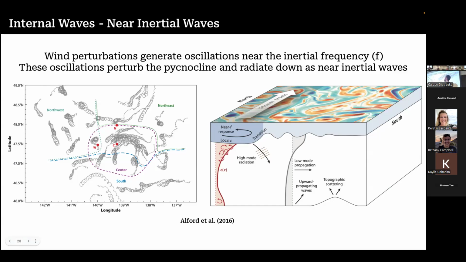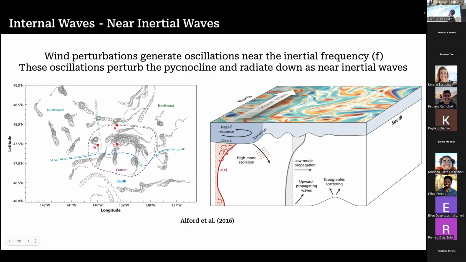Now, some of these water parcels have slightly different frequencies. Let's say one of these is rotating faster, the other one's rotating a little bit differently. And these differences in the phase of the waves are what's going to generate the near inertial waves. So all this dephasing can generate convergences, and these convergences pump the thermocline and radiate near inertial waves downward.